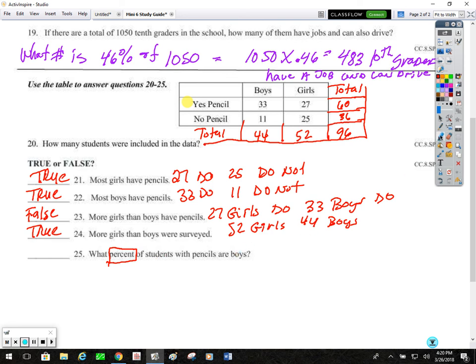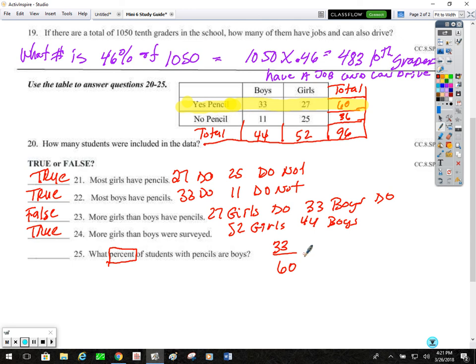But if I'm keying in on what I'm looking for right now, what percent of students with pencils? So it's asking me for the total that have pencils, right? What percentage of students have pencils? Okay, so now I'm knowing this category. And if I look, the number of students that have pencils are 60. Let me move that down just a little bit. Okay, so we know it's out of 60. Well, how many are boys? 33 boys out of the 60 total.